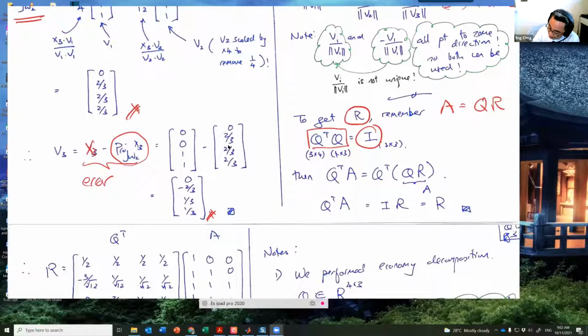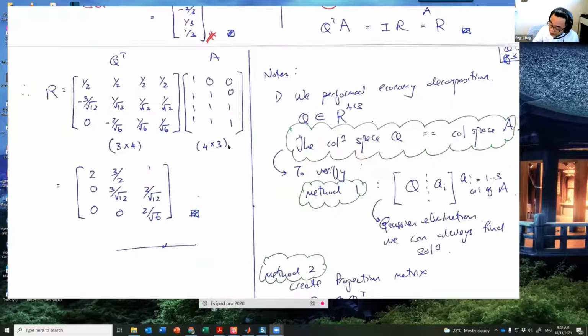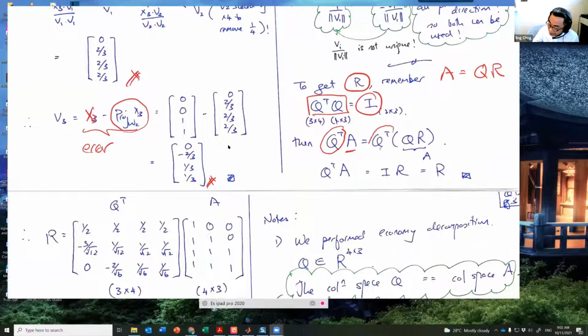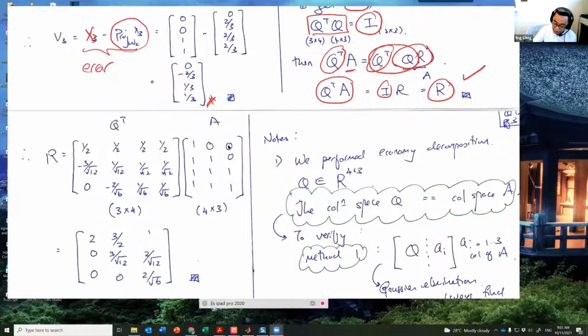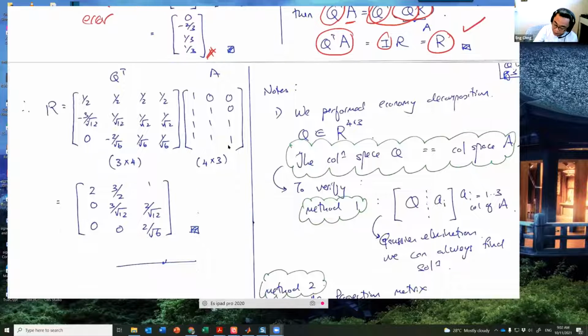So something interesting happened now. Remember, we multiply both sides by Q transpose. Q transpose A is Q transpose QR. Q transpose Q is I, the identity. Identity times R is R. So Q transpose A gives R. We know Q, we know A, we can get Q transpose, so it is trivial to get R. By brute force, we compute Q transpose A, and this is R.